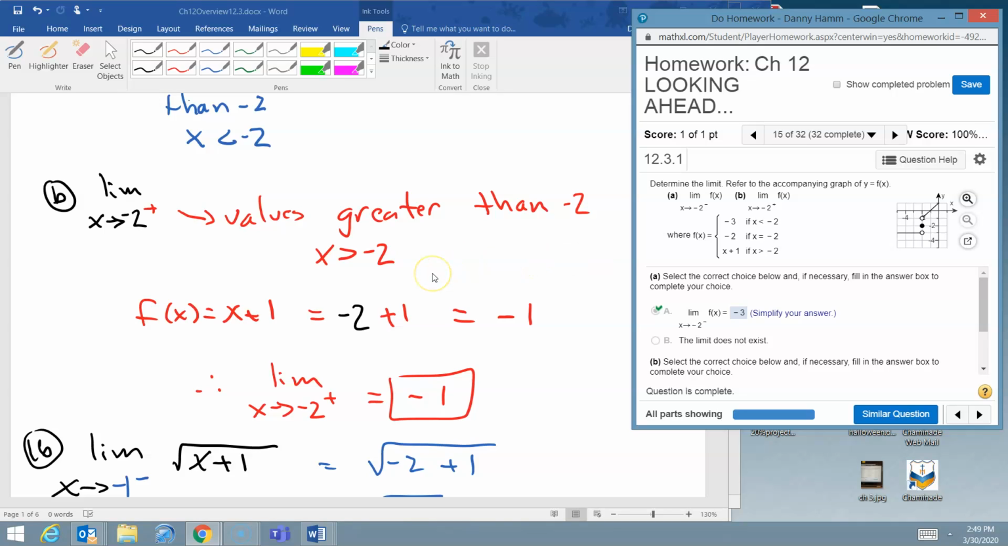Here we do have to do a calculation. So here I do plug in a -2, and I get -1. So the limit as x is approaching -2 from the right, and that's how that is read, is -1. Moving on to number 16.